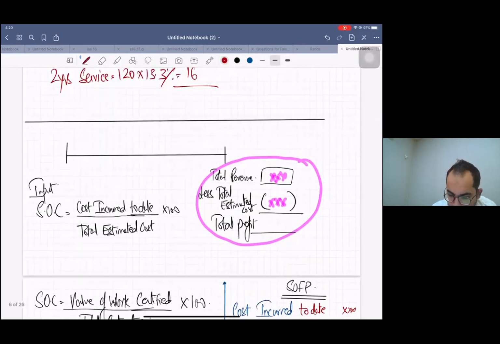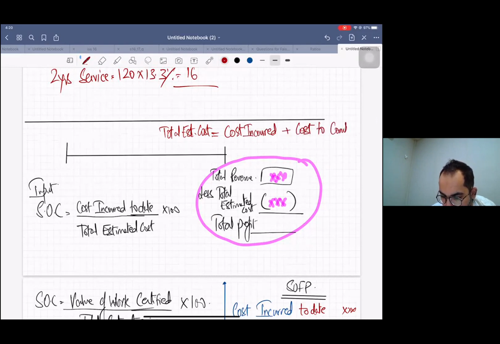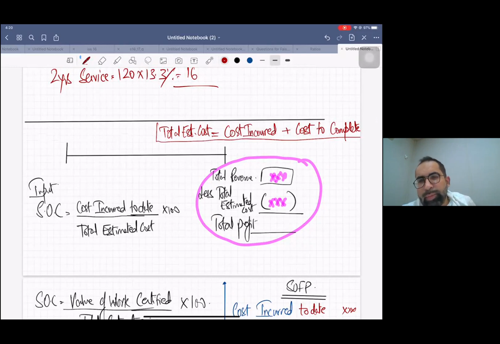Total estimated cost equals cost incurred to date plus cost to complete. Don't forget, the formula for total estimated cost is cost incurred to date plus cost to complete.